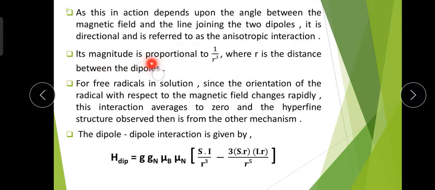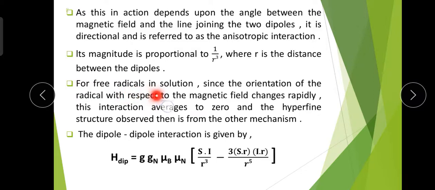Its magnitude is proportional to 1 by r cube, where r is the distance between the dipoles. That means the magnitude of this interaction is directly proportional to 1 by r cube, where r is the distance between the two dipoles, that is, the electron and nuclear magnetic dipoles.